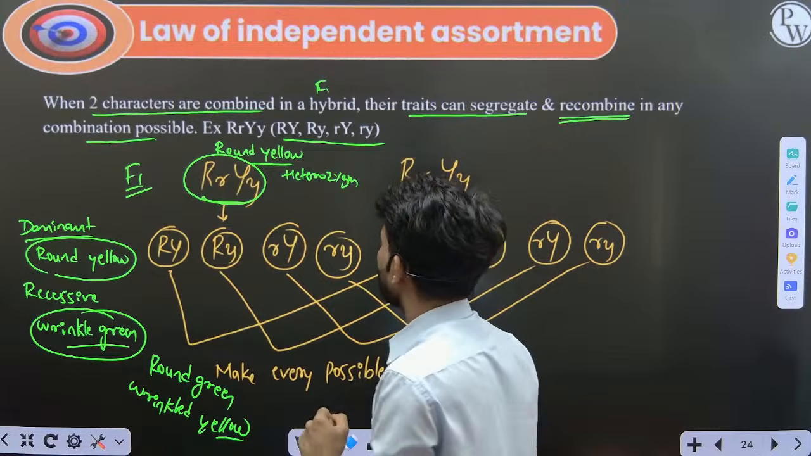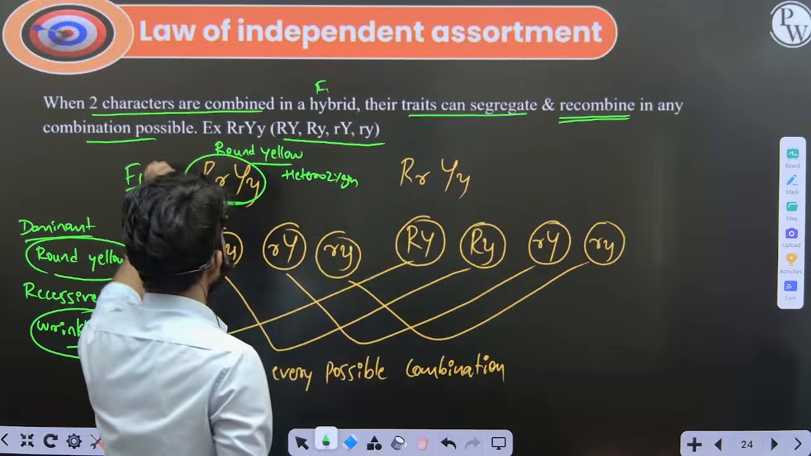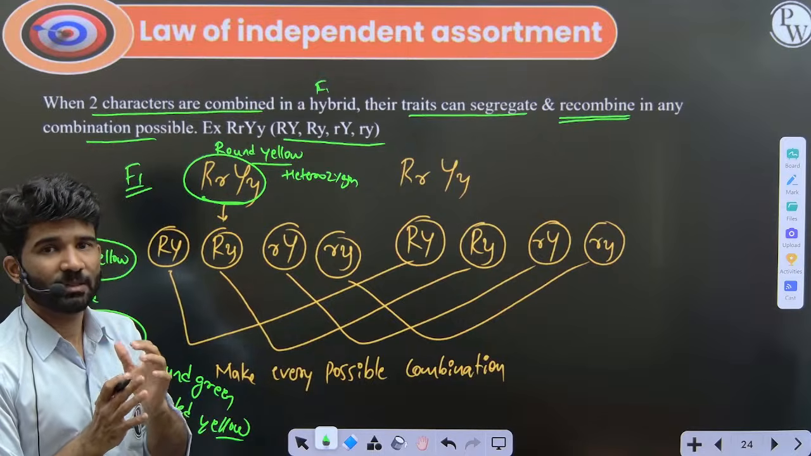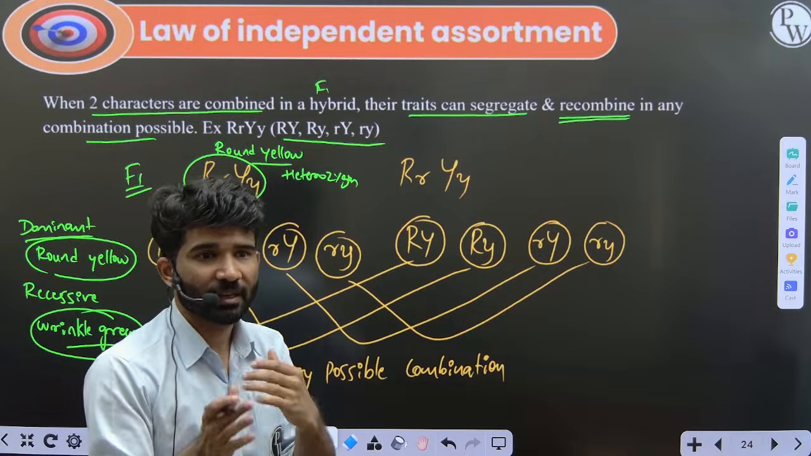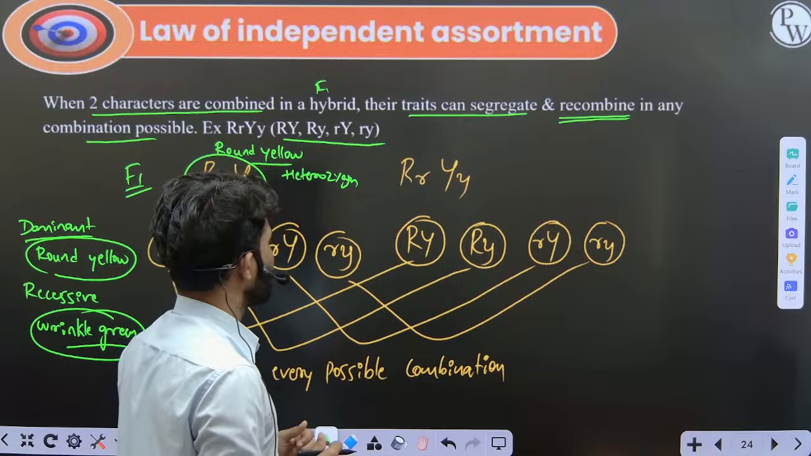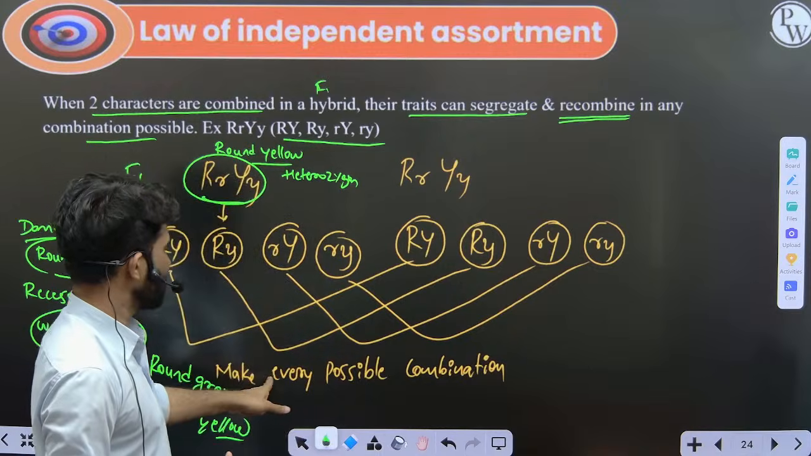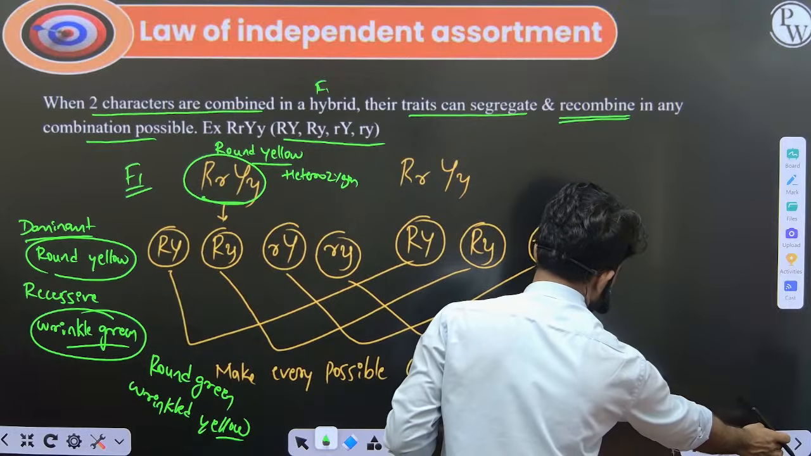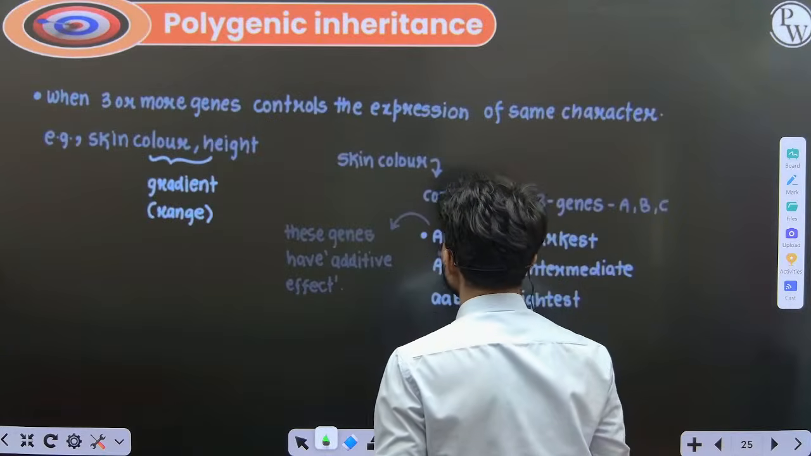That is what happens when different characters are combined in a hybrid. So they are going to recombine in every different combination possible. That makes every possible combination appear in the F2 generation. That is what the law of independent assortment says.